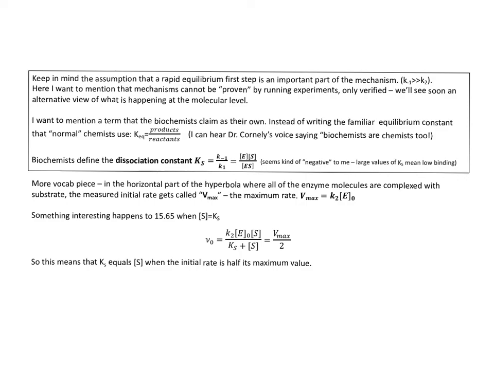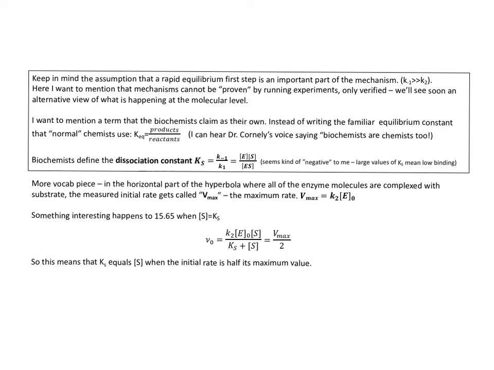I want to mention that term again that biochemists claim as their own. If you're not a biochemist, this may seem a little odd, but instead of writing the familiar equilibrium constant that normal chemists use, and I'm kind of trolling Dr. Carnegie here a little bit, she's always saying biochemists are chemists too. But biochemists have defined their own term. And it actually makes some sense if you think about the point of view.